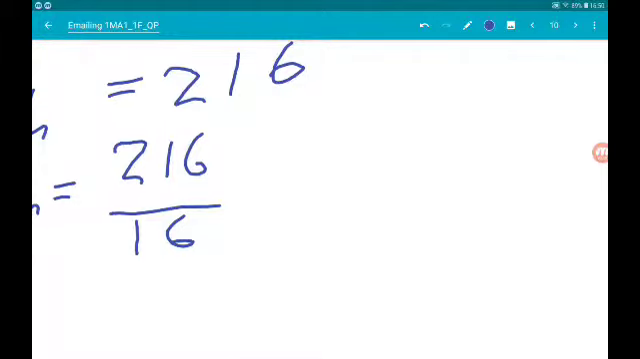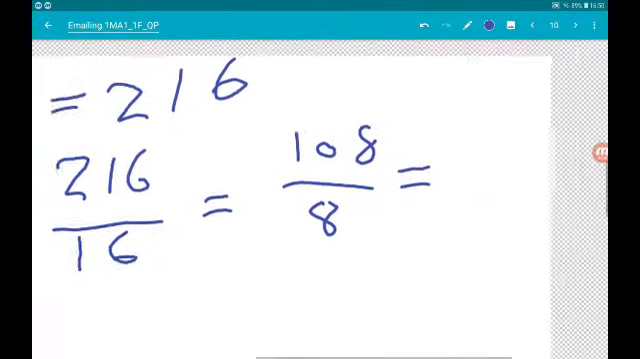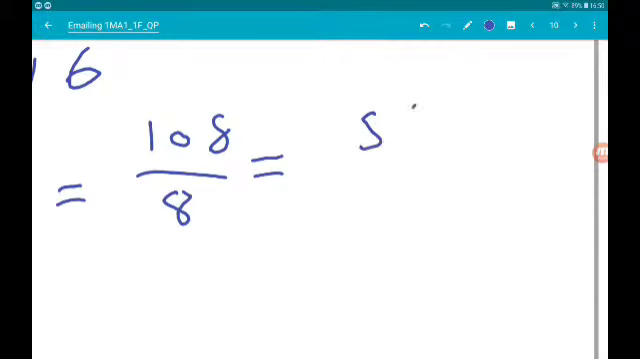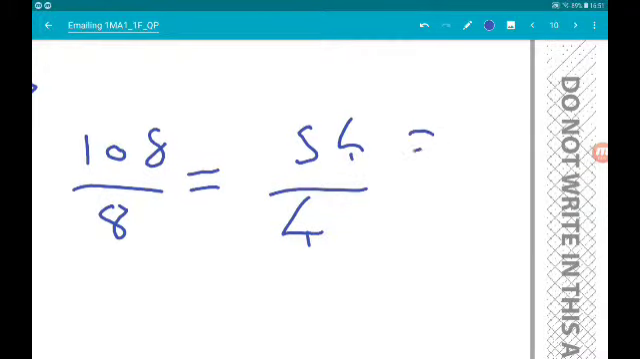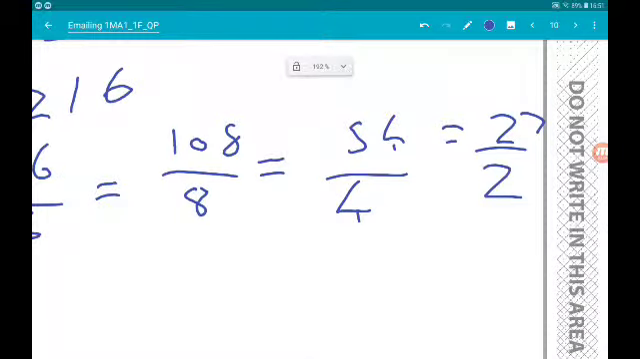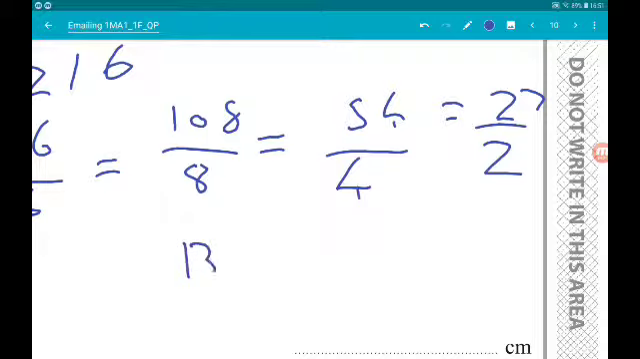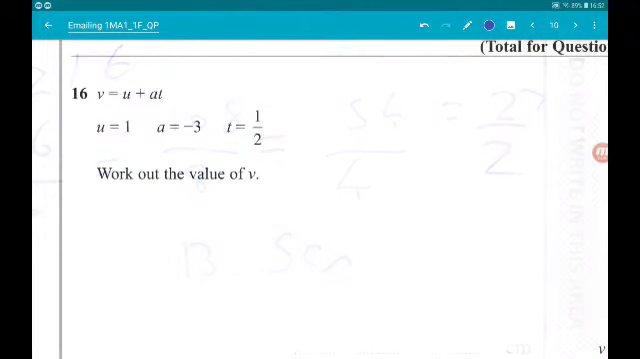So what we're going to do instead is simplify the fraction as much as we can. Between the top and the bottom, there's a common factor of 2. So 216 divided by 2 is 108. 16 divided by 2 is 8. There's another common factor of 2, so we can get 54 over 4. There's another common factor of 2, we can get 27 over 2. So we want to divide 27 by 2. Half of 27 is 13.5 centimetres.